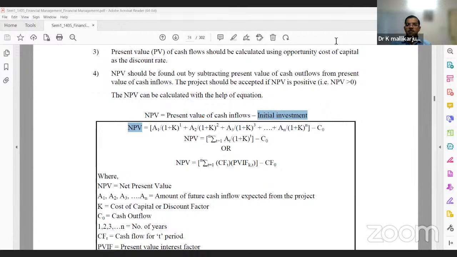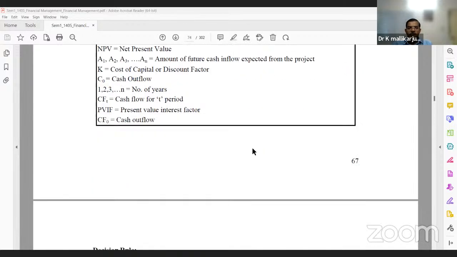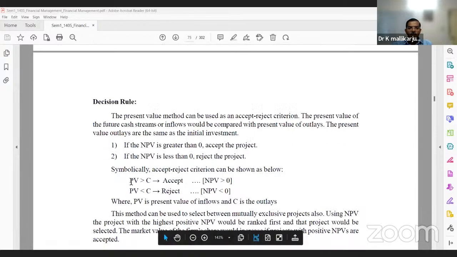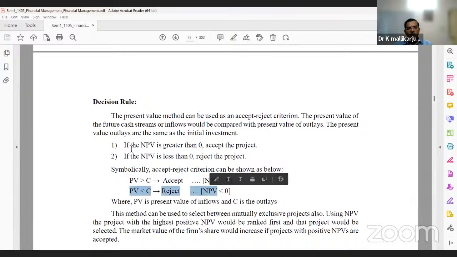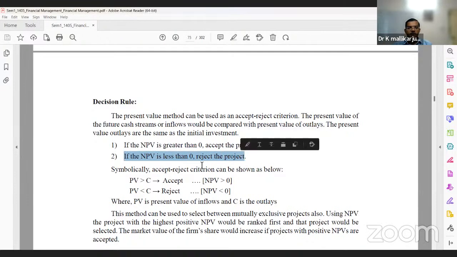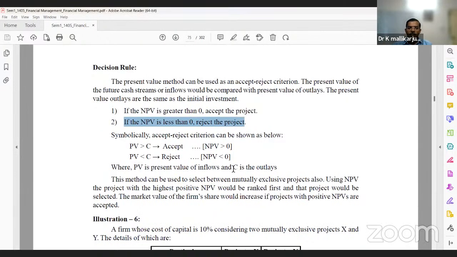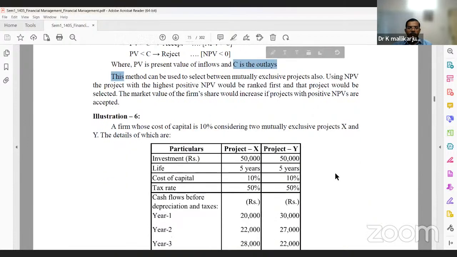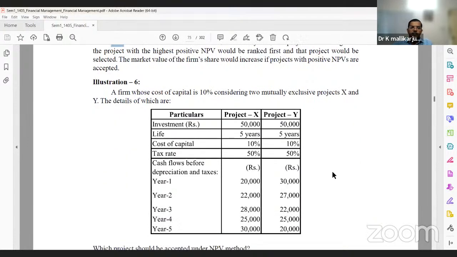Most of the public sector units are using this NPV method. Suppose the present value is higher than the cost, we can accept the project. If it is lower, we can reject the project. So if it is positive, greater than zero, we can accept the project. If negative, less than zero, we can reject the project. Present value of cash inflows minus initial investment or cash outlay.